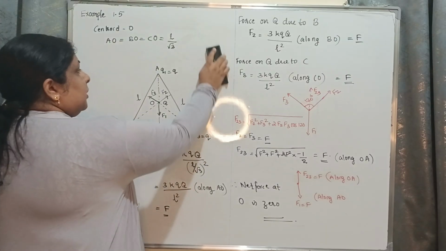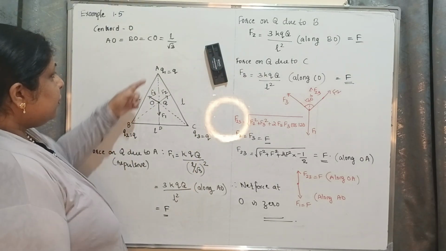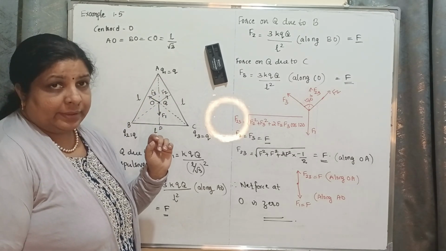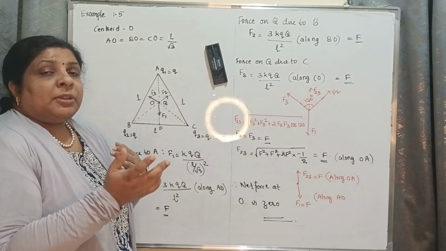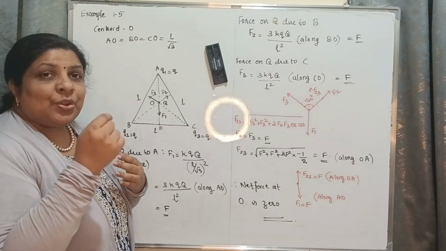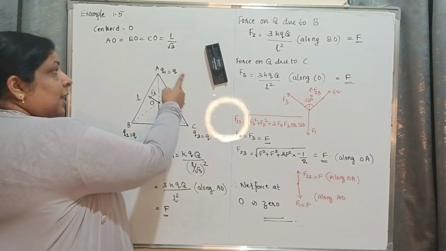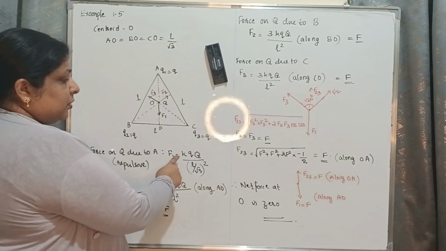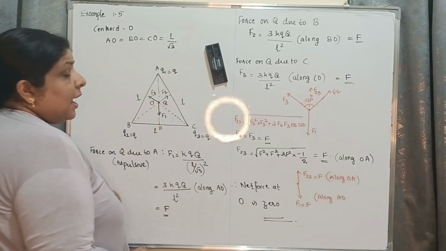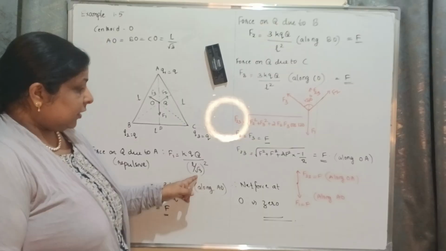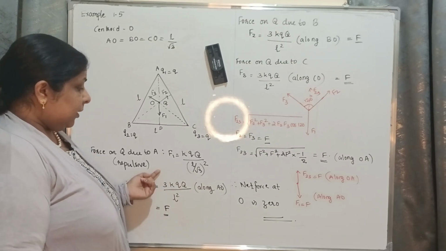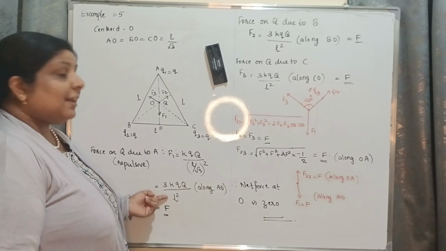And then you have the charges. So first we will find the force on capital Q due to the charge small q at A. Now, what will be the magnitude? Magnitude will be K Q1 Q2 by R square, right? So K q capital Q by R, which is L by root 3, the whole square. K q capital Q by L by root 3 the whole square. Root 3 the whole square will be 3. So moving to the numerator, 3 K q Q by L square.